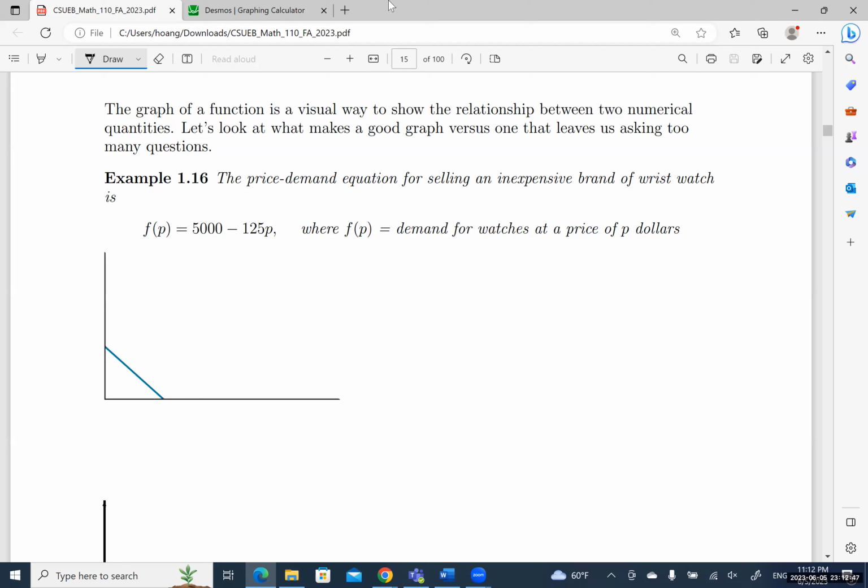Example 116: the supply and demand equation for selling an inexpensive brand of wristwatch is this function here, where f of p is the demand for the watch at a price of p dollars.